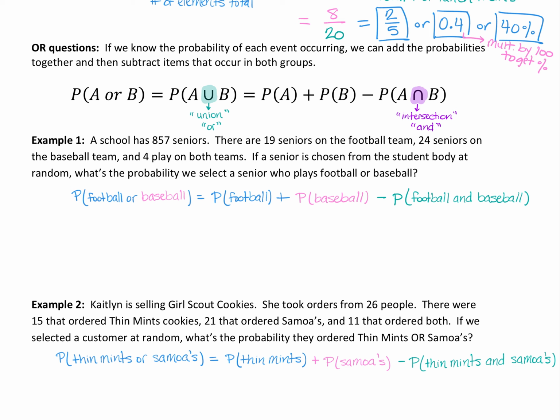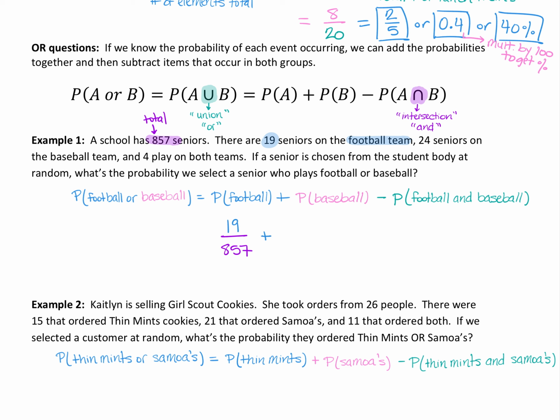So the probability that we want to find is the probability of football or baseball, which using this formula means we find the probability of football first, we add it to the probability of baseball second, but then you have to subtract out the probability of both football and baseball. So let's look at the probability of football. Let's see, 19 on the football team, and there are 857 seniors. So that is the total we are using, which means the 857 goes on the denominator. And there are 19 playing football.